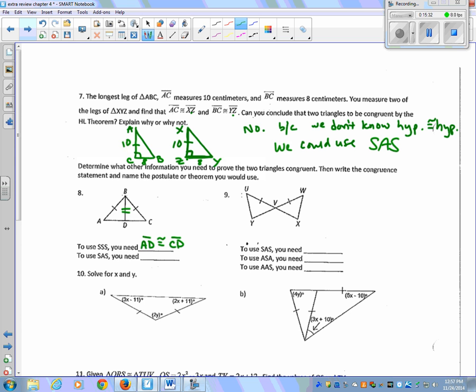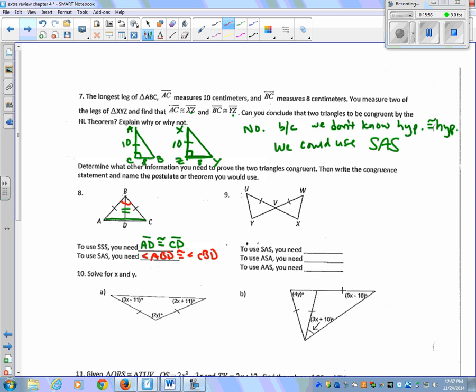To use SSS, we would need the other sides. To use SAS, so if we have these two sides that are marked, the angle for SAS would be this one. So it would be angle ABD congruent to angle CBD. Those two, in order to use SAS, would be what we would need.